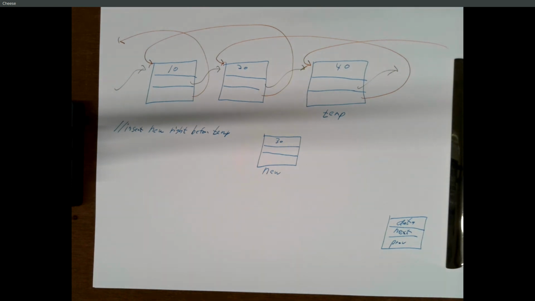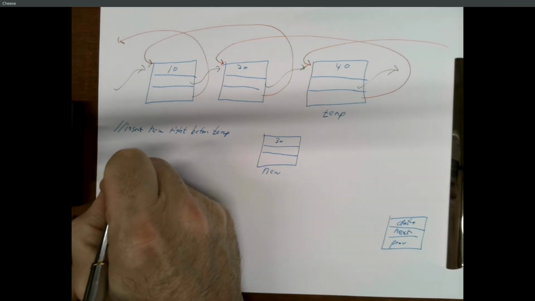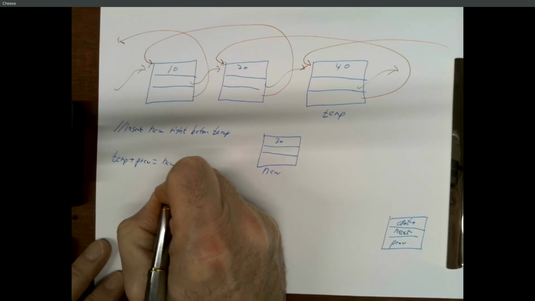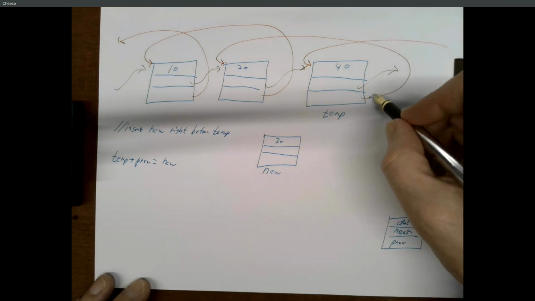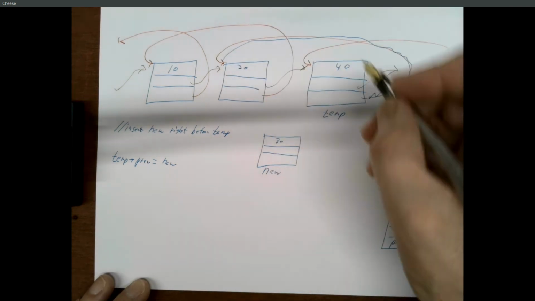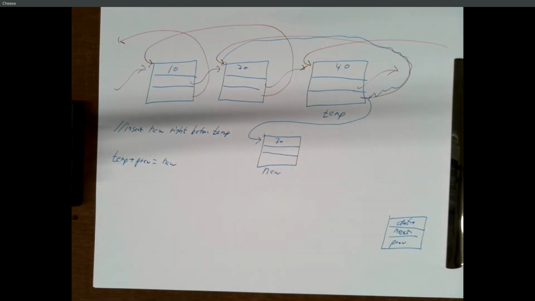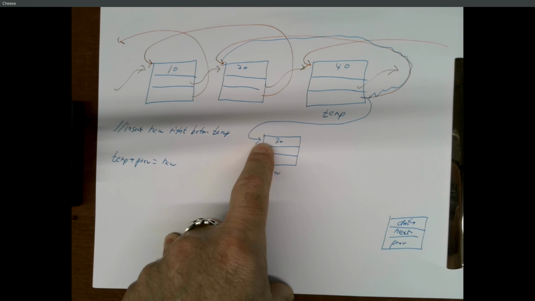Temp arrow previous equals new. So we're going to change this to point back to new. Cool. So there's a back pointer. So now if we look at temp, which is node 40, and we say what comes before it, it's going to be node 30. Perfect. There's one. All right. Anybody else?